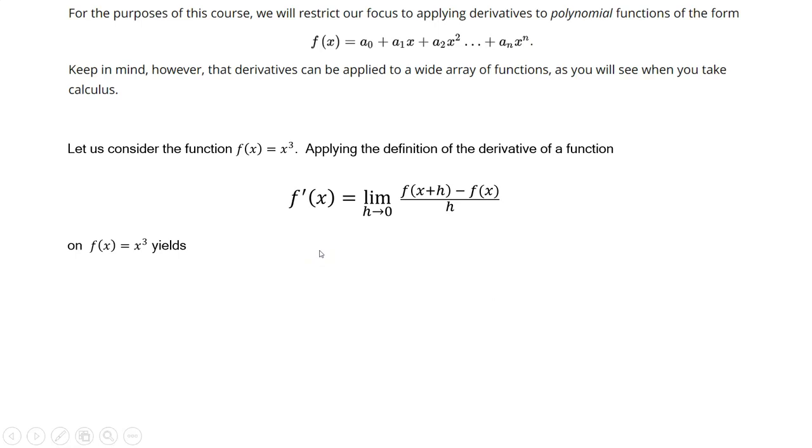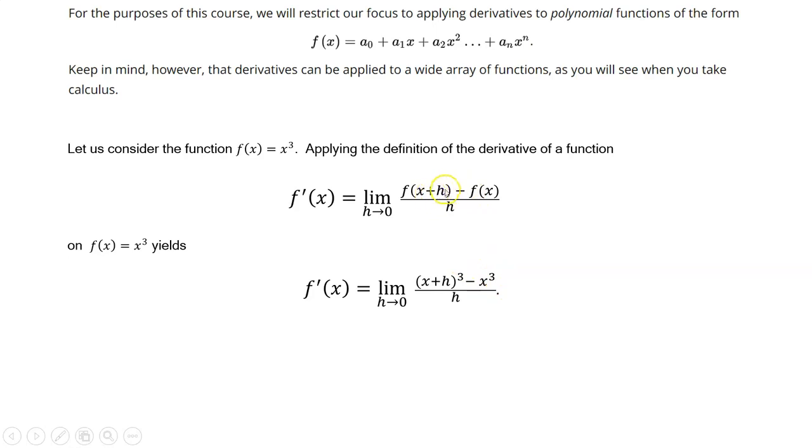Let's try this out now with an example. Let's consider the function, a good old parent function classic, f of x equals x cubed. Now here's the definition of the derivative, the limit definition. Let's apply this definition to f of x equals x cubed. Here's what we're going to get. Notice the substitution. f of x is just the original function, right? f of x is x cubed, so this f of x is just the minus x cubed.